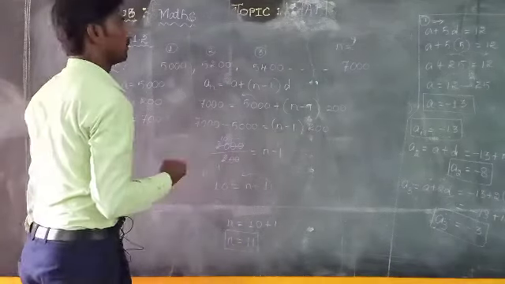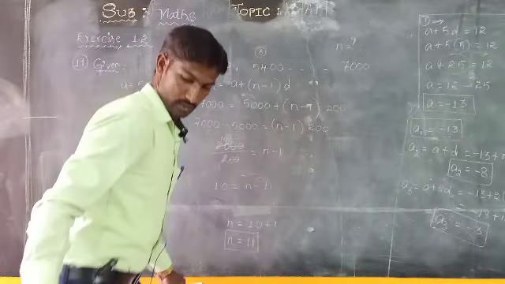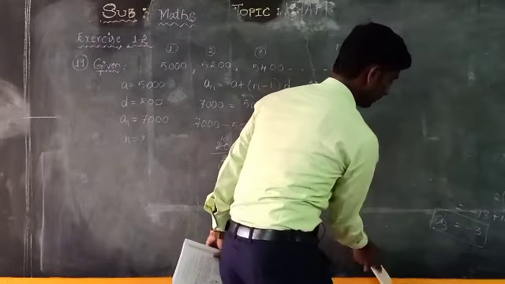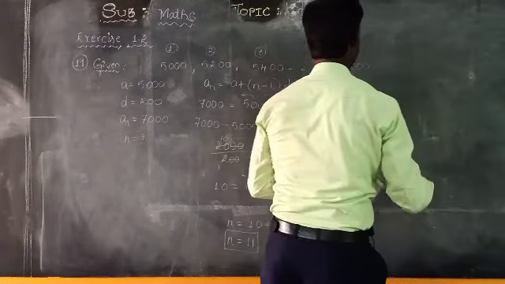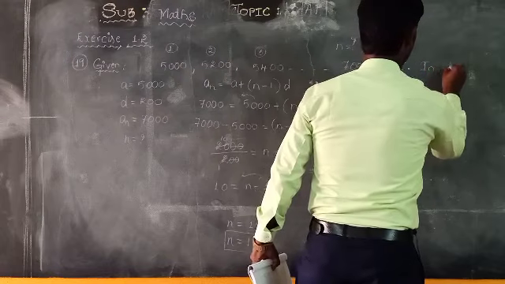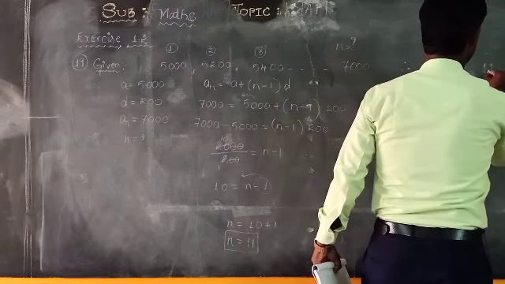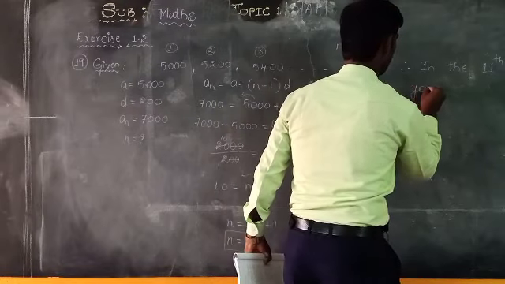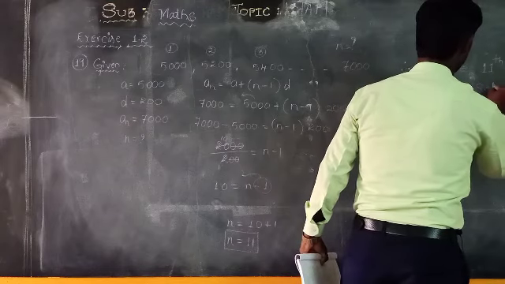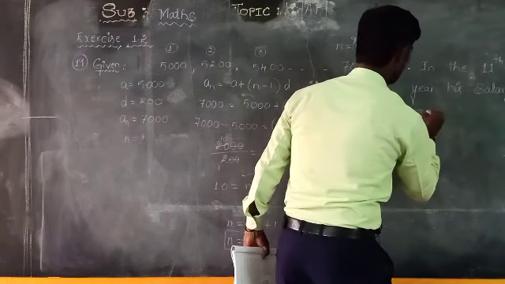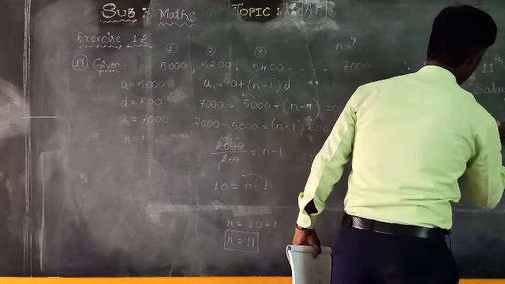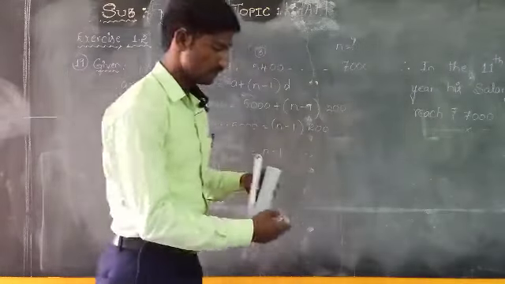Finally we should write the conclusion. What is our conclusion? Therefore, in the 11th year his salary reaches rupees 7,000. That is the conclusion of the problem.